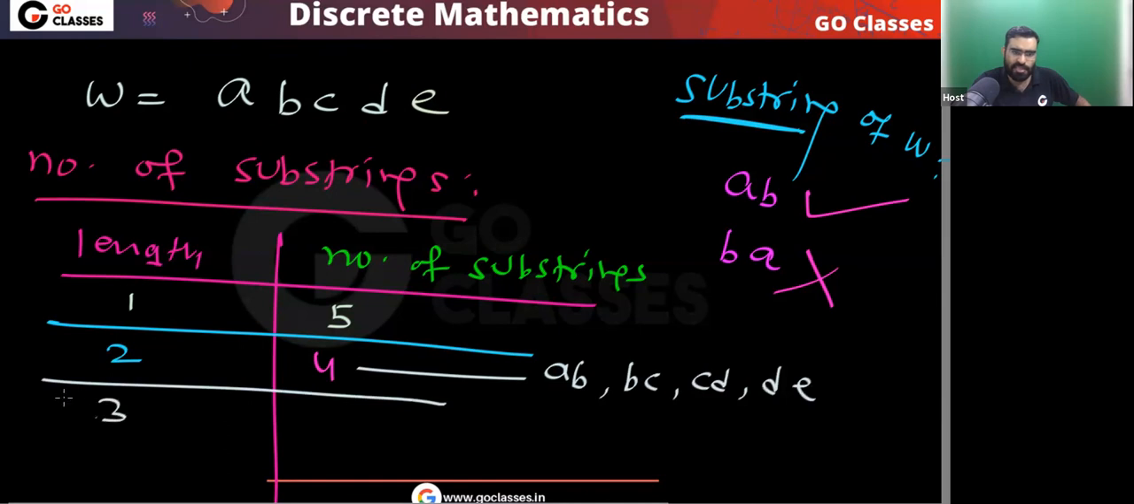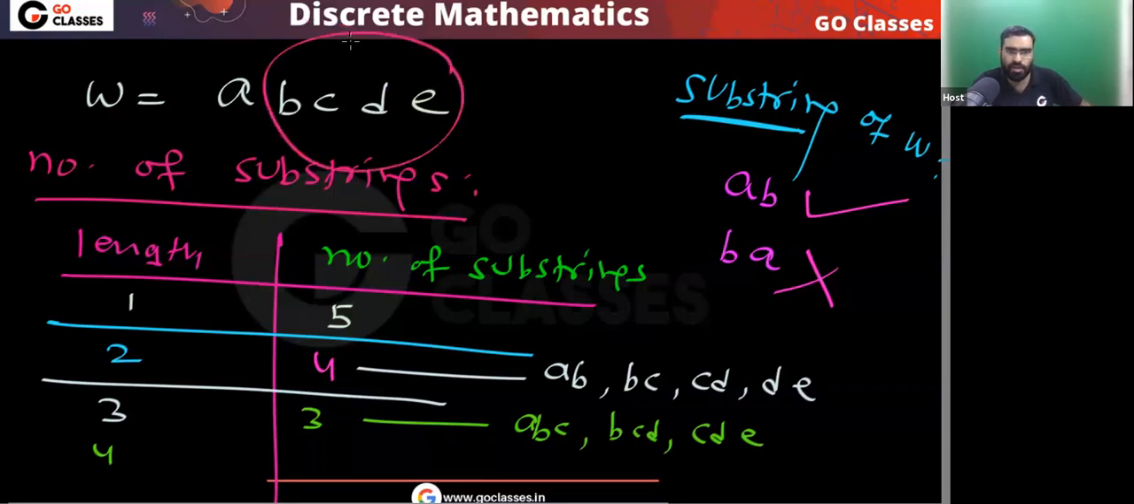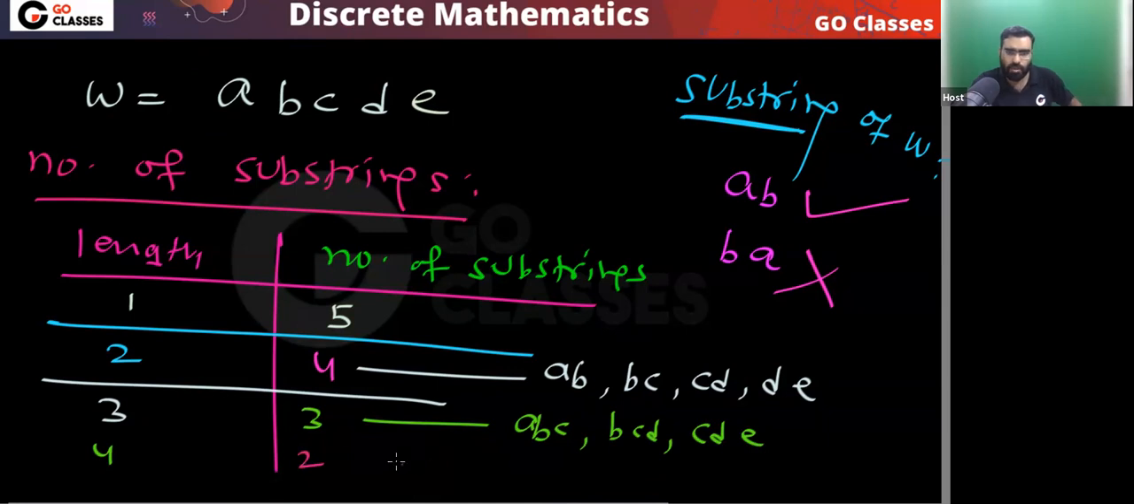How many 3 length substrings are there? You can create ABC, BCD, and CDE. Only 3. How many 4 length substrings are there? You can create ABCD and BCDE. So that will be 2. Next, how many 5 length substrings are there? This is the only one: ABCDE. So that will be 1.